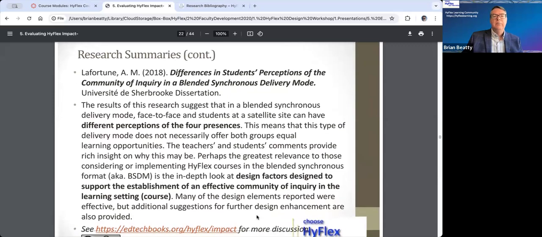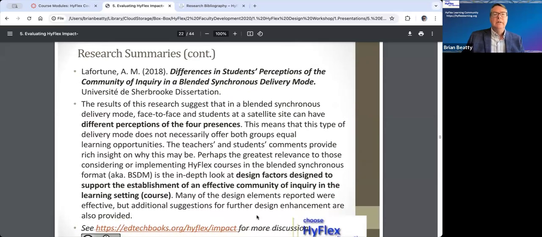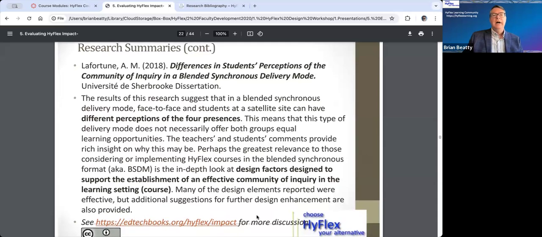This one focused on the blended synchronous delivery mode. And it talked about different kinds of presence. And so they were looking at the various design factors that made this work. And so you can take a look at this.